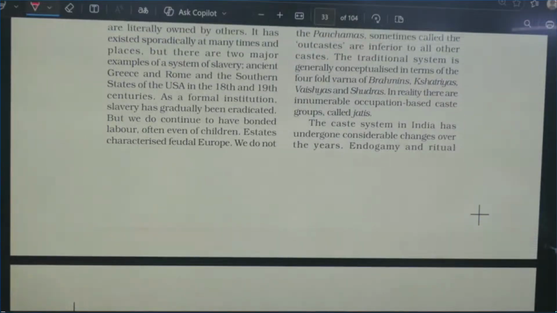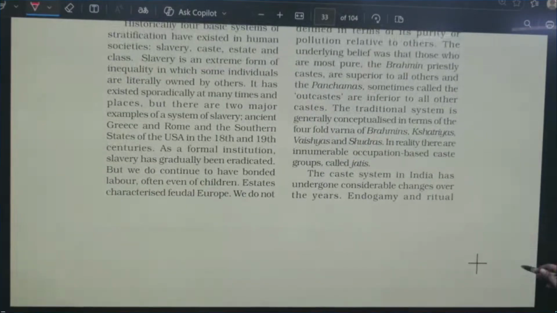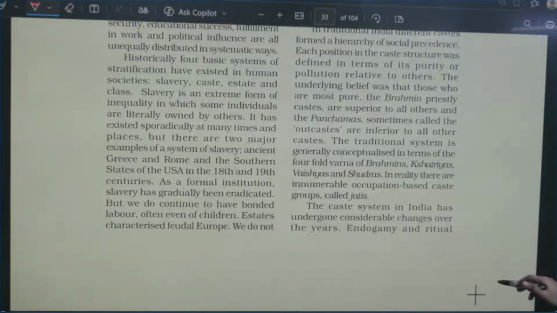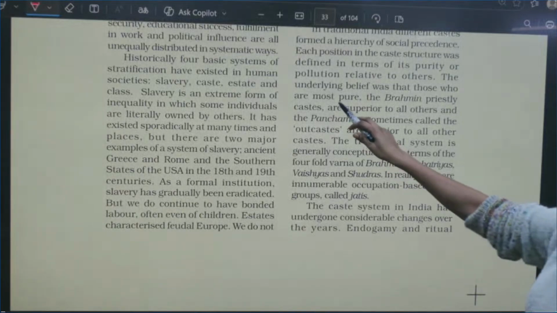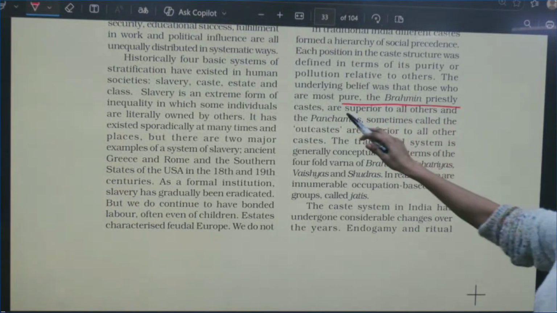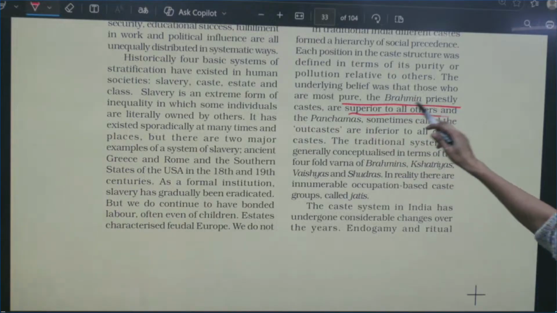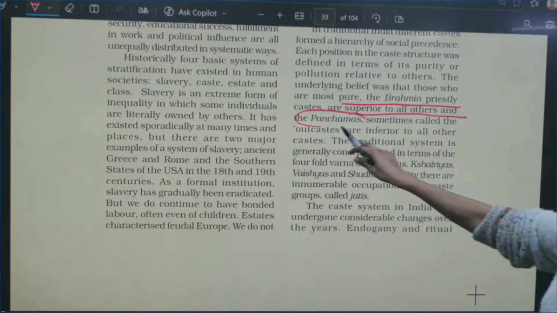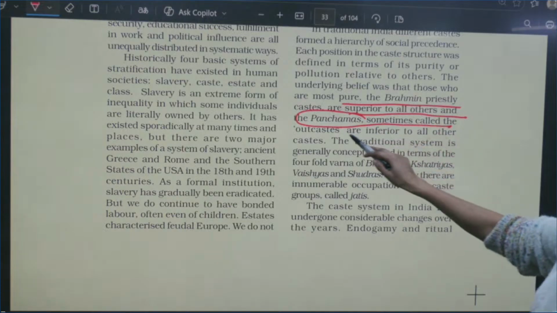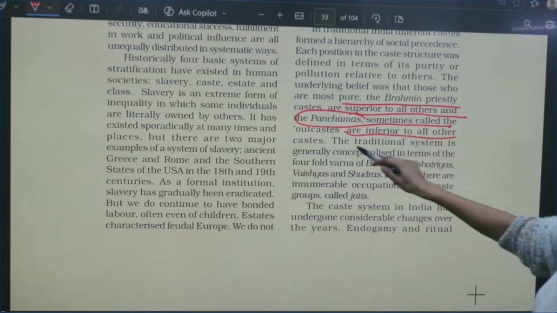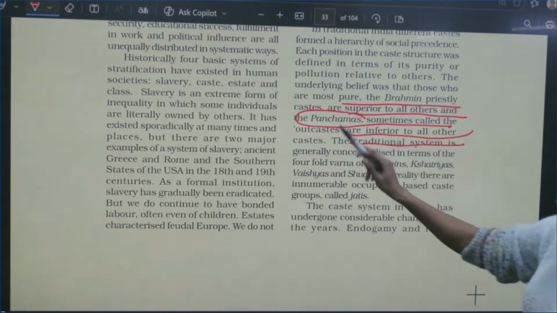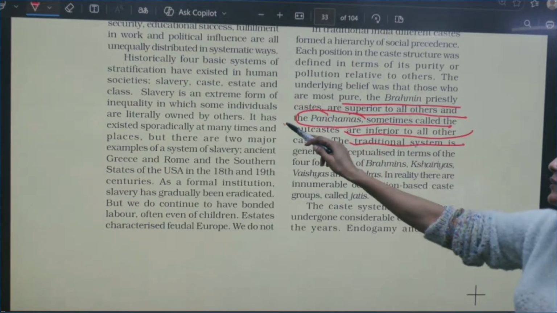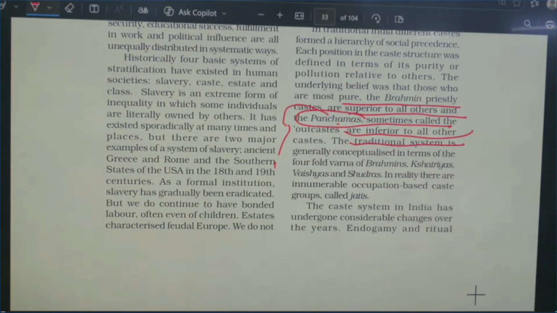यहाँ से आप थोड़ा पढ़ सकते हो, but I would say the underlying belief was that those who are most pure, the Brahmin priestly caste, are superior to all others. The Panchamas, sometimes called the outcast, are inferior to all other castes. The traditional system, कभी ये क्वेश्चन आ जाए आपको यूपीएससी प्रीलिम्स में, पंचामास.